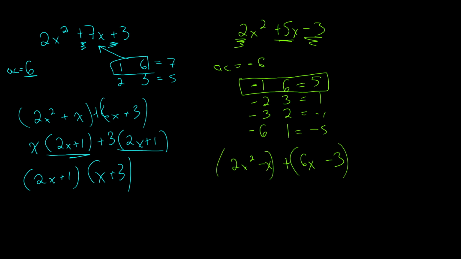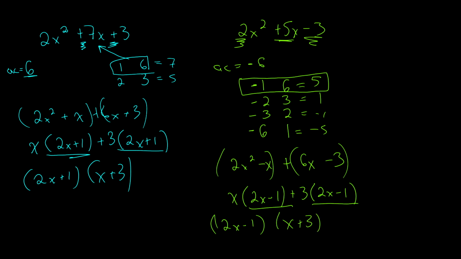And for here, I'm going to pull out an x. And that leaves 2x minus 1. And so here I want to pull out something that gives me a 2x. Well, that's going to be 3. So that's going to be 2x minus 1 also. Those are the same, so I pull that out front. And I get x plus 3.